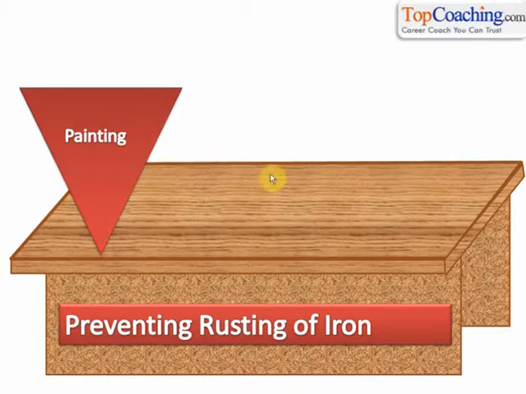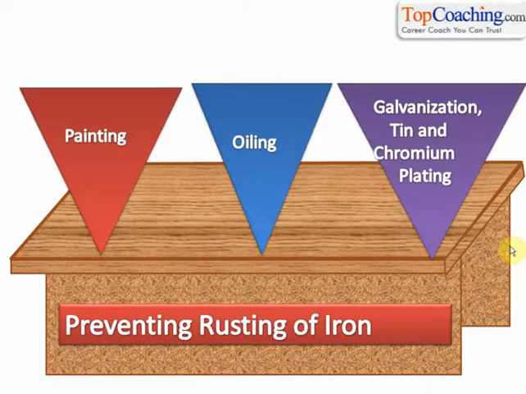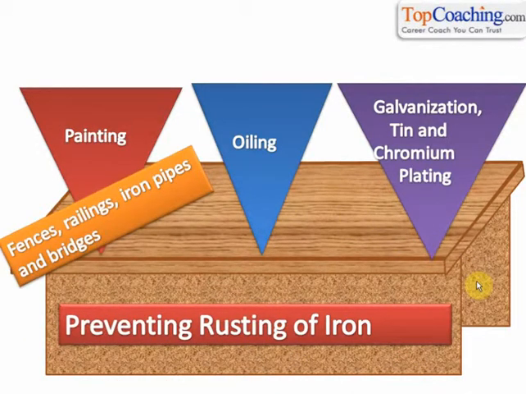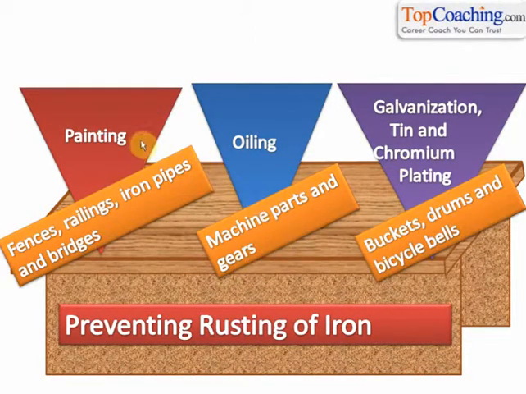We had even learnt that rusting of iron can be prevented by painting, oiling, or even galvanization, tin and chromium plating. We had learnt these methods to prevent the rusting of iron. All these methods prevent the rusting of iron by cutting off the contact of iron with the atmosphere. When iron does not come in contact with the atmosphere, it does not rust. There you go. We had even learned the uses of different kinds of protection. For example, painted iron is used in iron pipes, oiling in machine parts and gears, while tin and chromium plating is used in bicycle bells and drums.